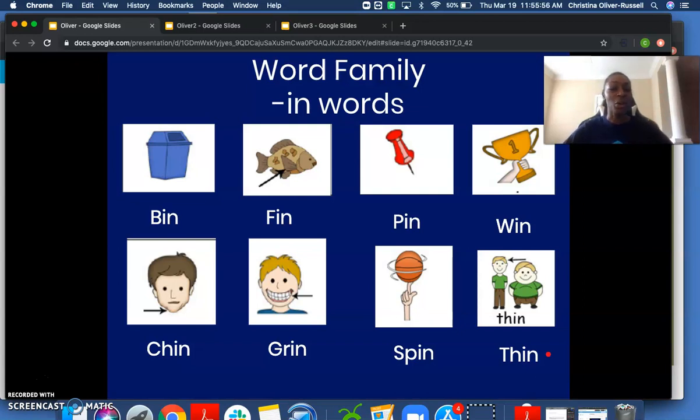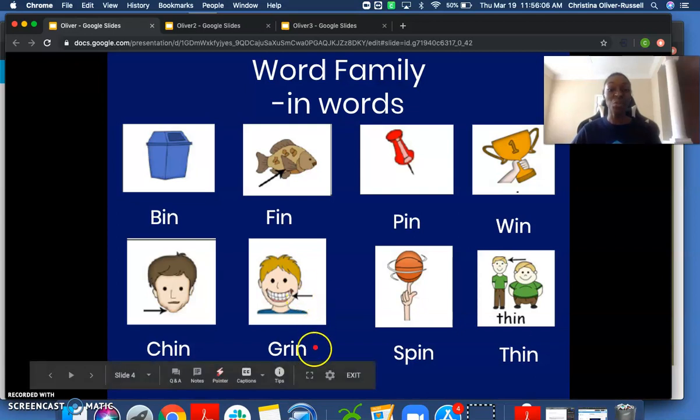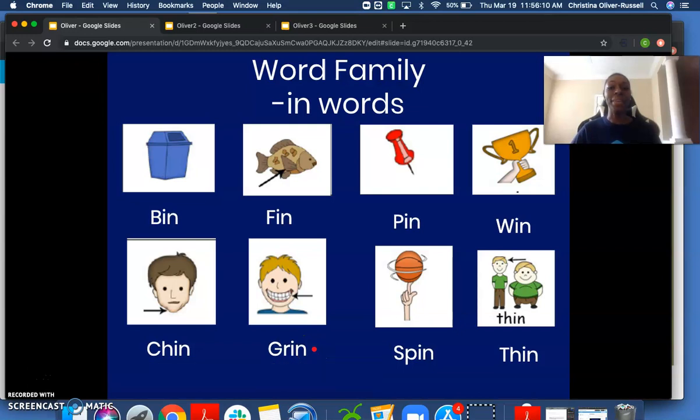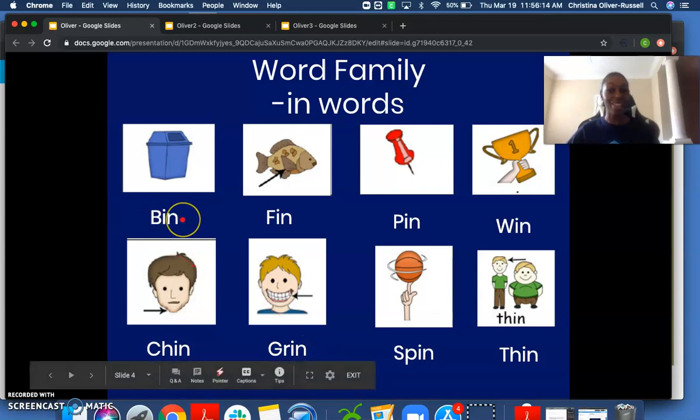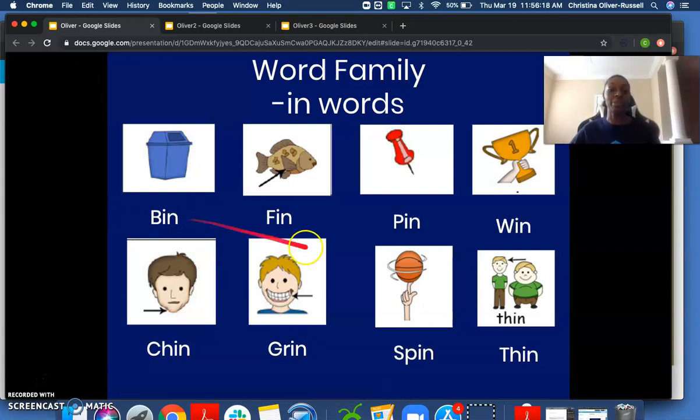Now, we're going to play a quick game. I want you to point to the word grin. Which word is grin? Awesome job. This word is grin. Point to the word bin. Awesome job again. This word is bin. Awesome job, scholars.